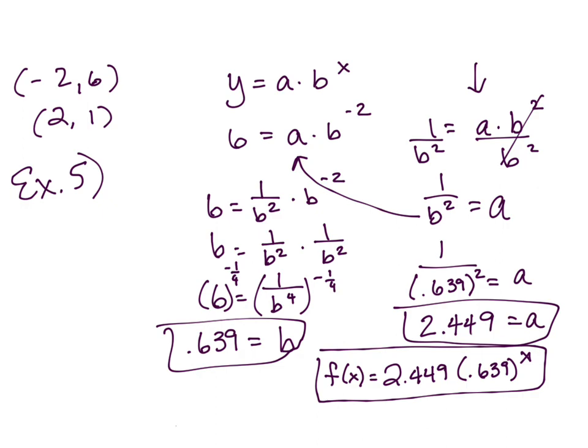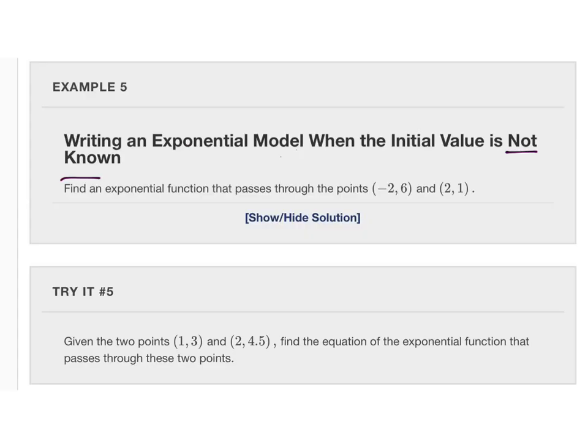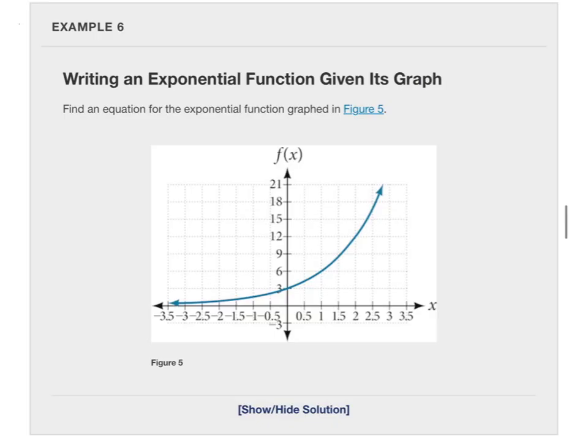Okay. We're going to do one more. The try it that's just like this, and then we'll call it a day. Okay. So the try it gives us 1 comma 3 and 2 comma 4.5. Do you want me to do it with you? Yeah, edit this one. Okay. Our 2 points are 1 comma 3, and 2 comma 4.5.